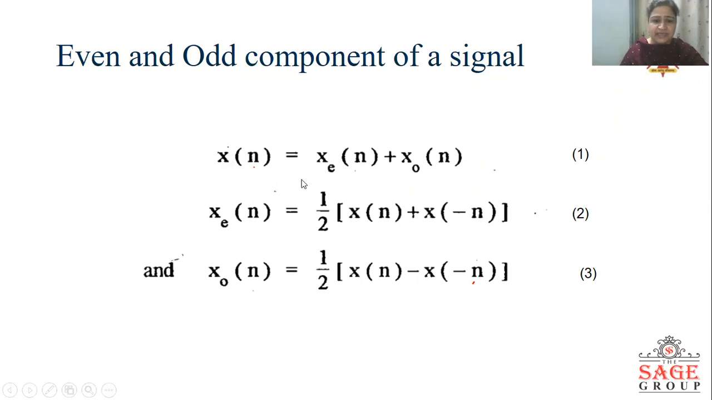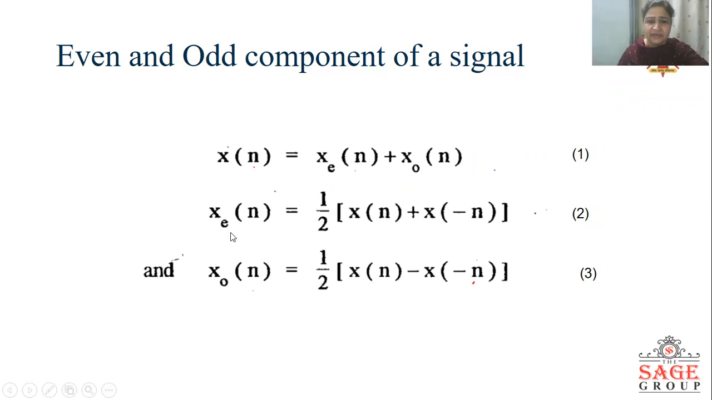Any signal x of n is made up of even and odd component. Now suppose we are given any signal and we are asked to find out its even and odd component, then we can find out by using the formula: x e of n, which is the even component, is given by x of n plus x of minus n divided by 2, where x of minus n is the folded version of the signal x of n. And x o of n, which is the odd component, is given by x of n minus x of minus n divided by 2.